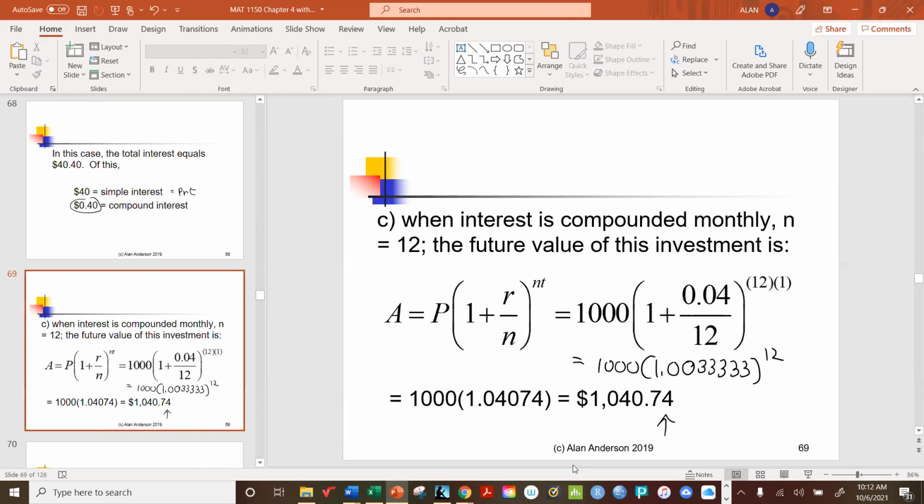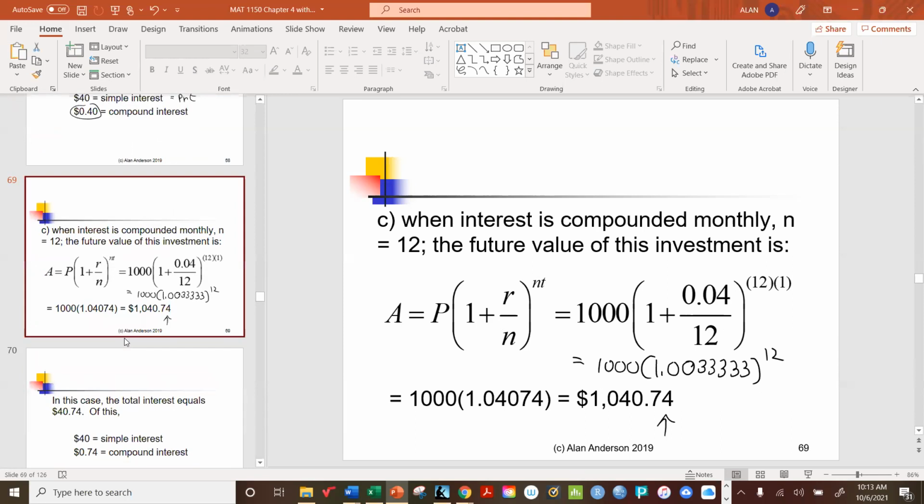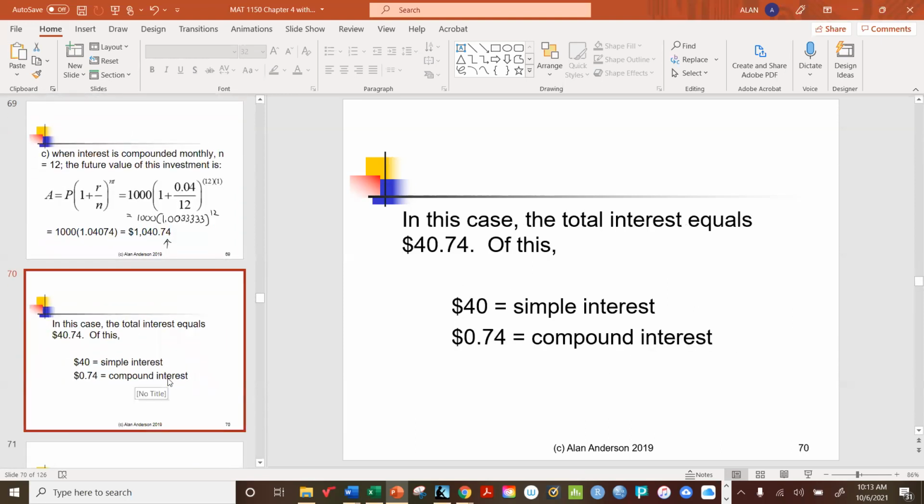We already knew that we were going to get $40 worth of simple interest. What really was of interest was how much compound interest we're going to get. And again, it doesn't seem like a lot, but this is a very short time frame, and that's still your money. If you look at your bank statement and you see that extra 74 cents, you're not going to offer to give it back to the bank, are you? No, of course not. So this time, as usual, the simple interest never changed, but the compound interest went up again.